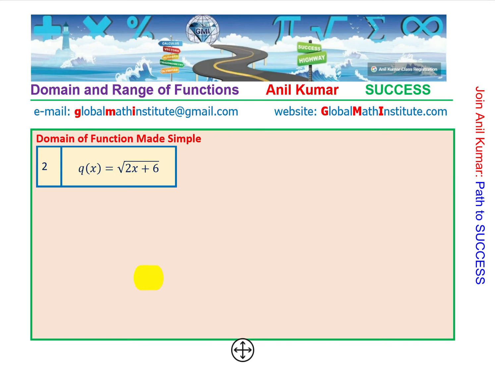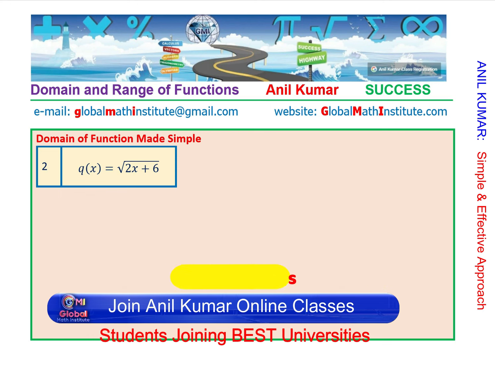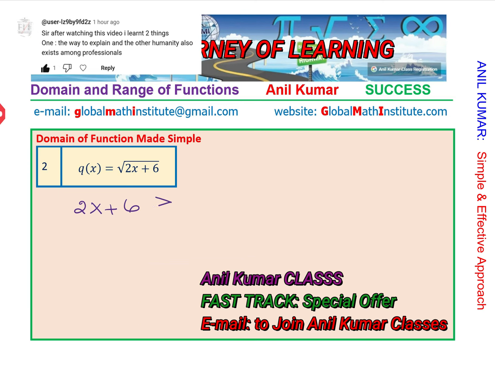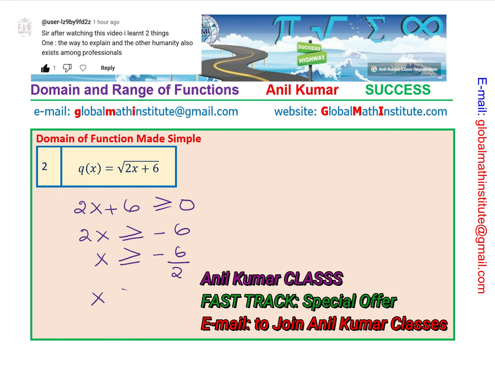Question number 2, we've taken a square root function. And in any square root function, you know that the argument, in this case 2x plus 6, should be greater than or equal to 0. And therefore, we can now set 2x plus 6 greater than or equal to 0 to find what values can x take. So solving this inequality, we get 2x greater than or equal to minus 6, or x is greater than or equal to minus 6 by 2, which we can write as x is greater than or equal to minus 3.